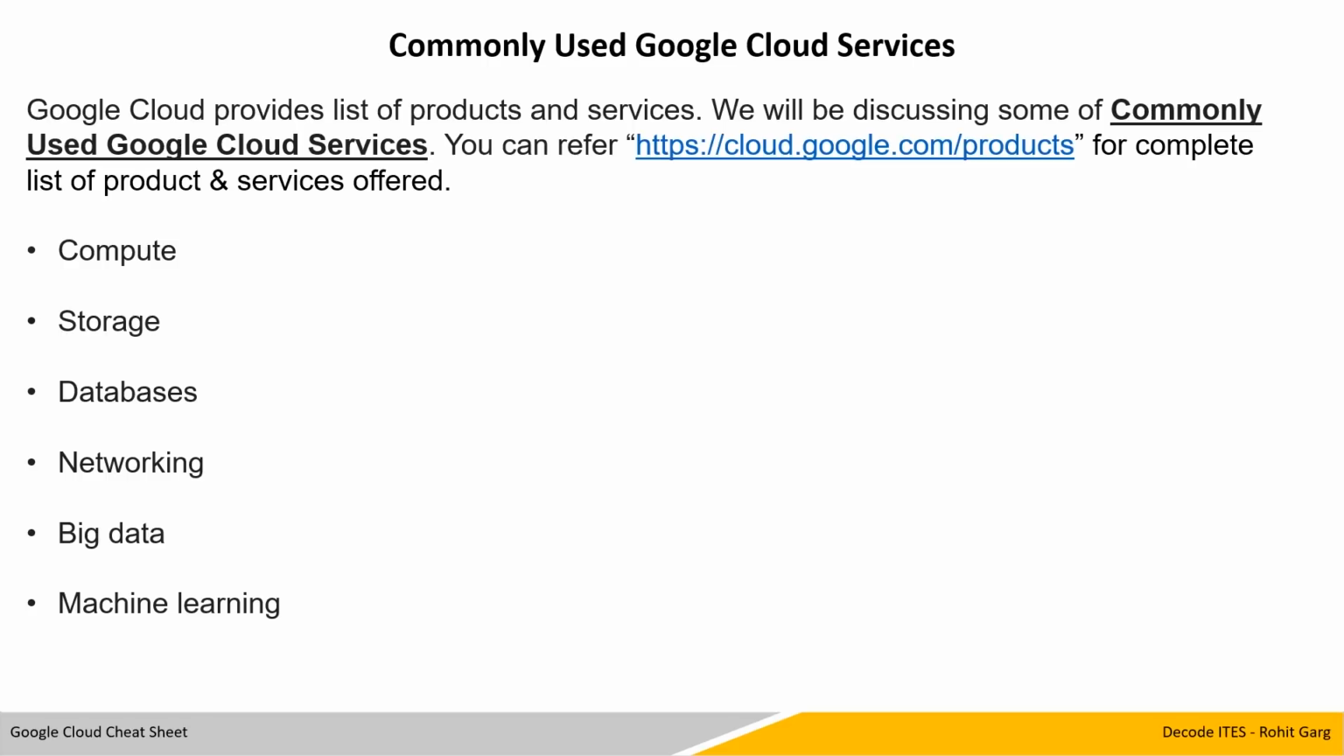Commonly used Google Cloud services. Google Cloud provides a list of products and services. In the previous slide, we had seen the Google Cloud cheat sheet, and the list of services is quite long. We will be discussing some of the commonly used services, and you can refer to cloud.google.com/products for the complete list of services in detail. We will be discussing compute, storage, database, networking, big data, and machine learning in this chapter because these are the most commonly used GCP services in the market.